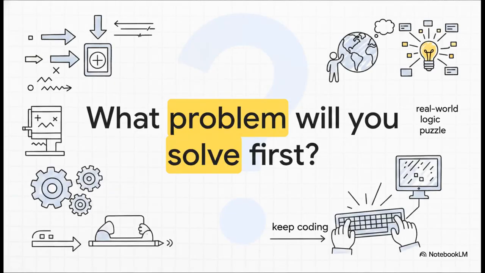So there you have it. You've completely tackled data streams, operators, integer truncation, and floating point precision. You know exactly how the machine thinks about math now. So the question is, what's the very first real-world logic puzzle you are going to build a solution for?